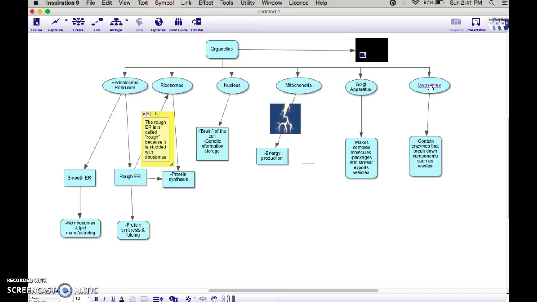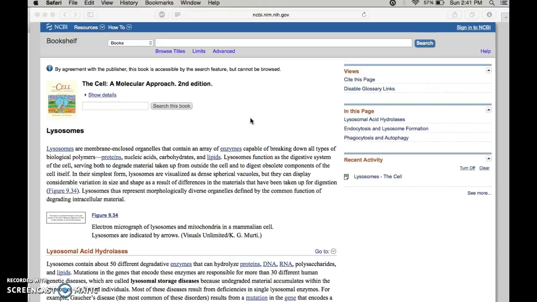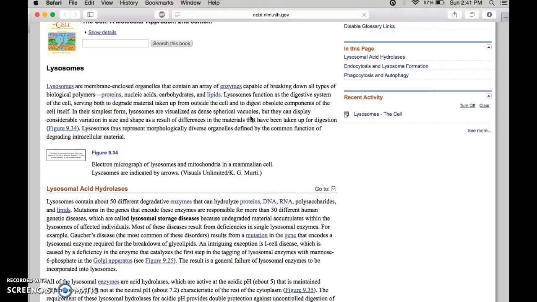Also, I've included a hyperlink. You just click on lysosomes, and this is a great website that talks to you all about lysosomes and what they do.